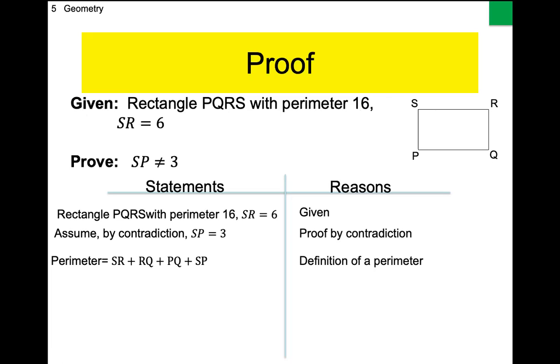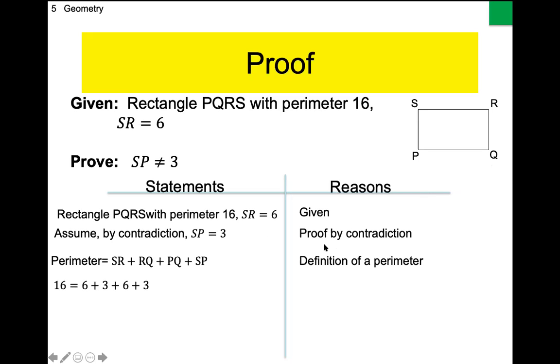Now I'm going to plug in what I know. I know that SR is 6. I know it's a rectangle, so we have all the properties of rectangles. Opposite sides are congruent. So if SR is equal to 6, I know that PQ would be equal to 6. That's from the given. And then from the contradiction, we are going to assume that SP is equal to 3. So if SP is equal to 3, since it's a rectangle, then RQ is equal to 3.